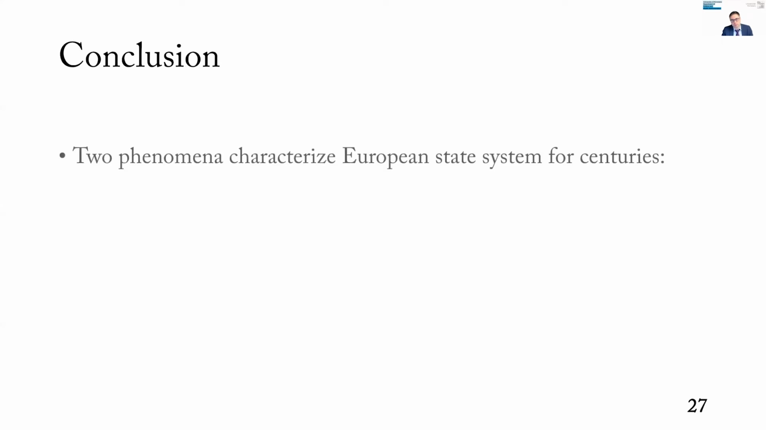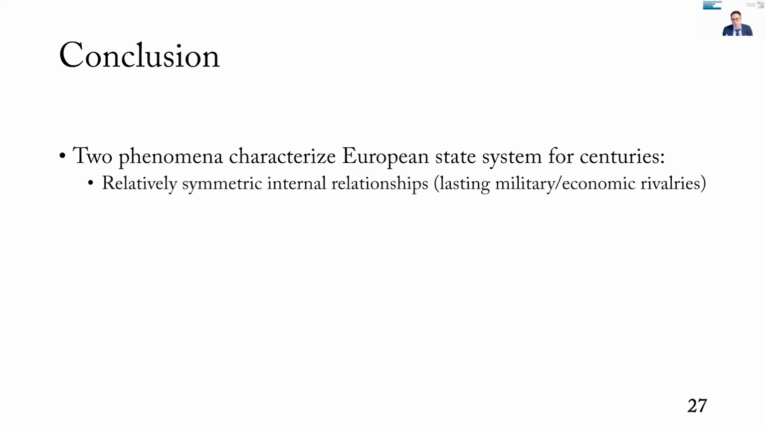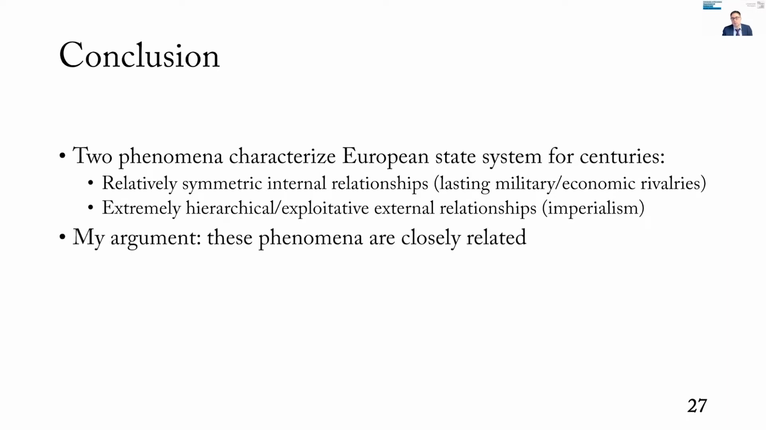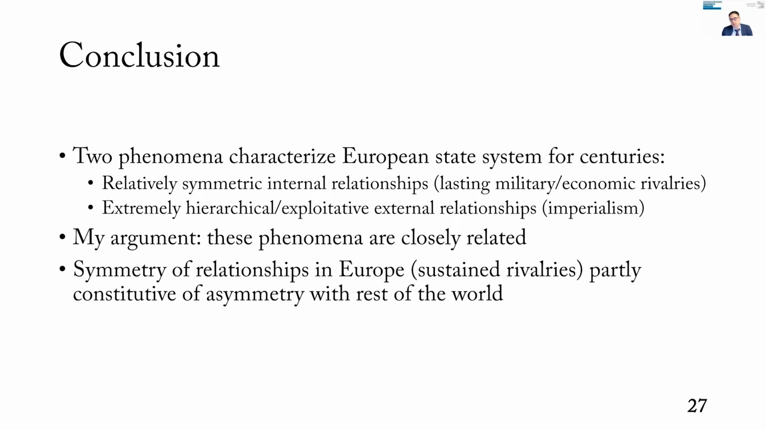So let me wrap this up. In conclusion, two phenomena characterize the European state system for centuries historically. The first one is the relatively symmetric internal relationships, which manifest themselves in lasting military and economic rivalry. And the second one is the extremely hierarchical and exploitative external relationships in the form of imperialism. And what I was trying to argue in this paper is that there's a very clear relationship between the two, in the sense that the first set of relationships, the symmetric ones, incentivize imperial expansion to the rest of the world.